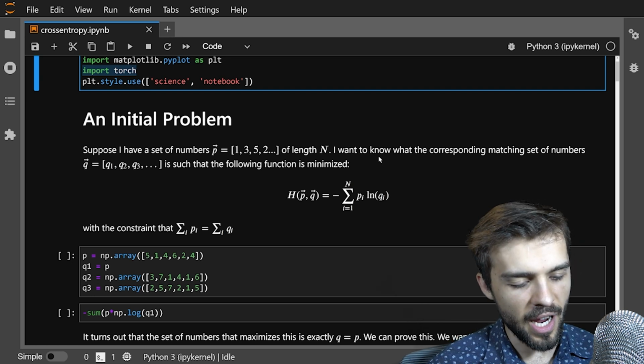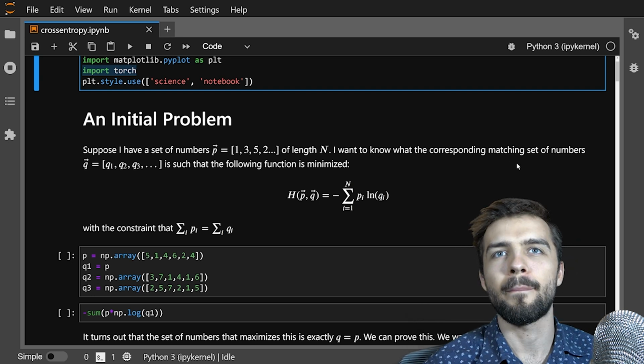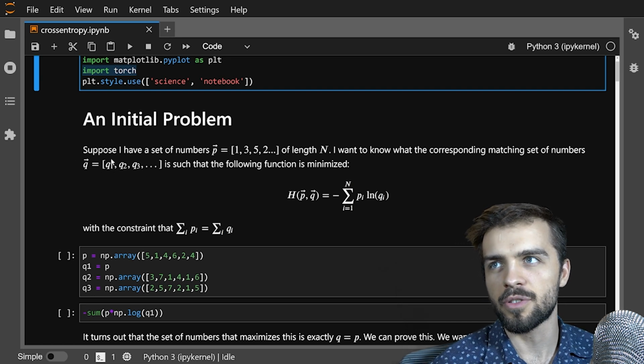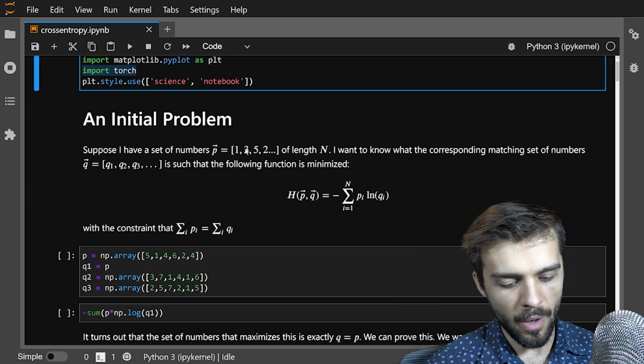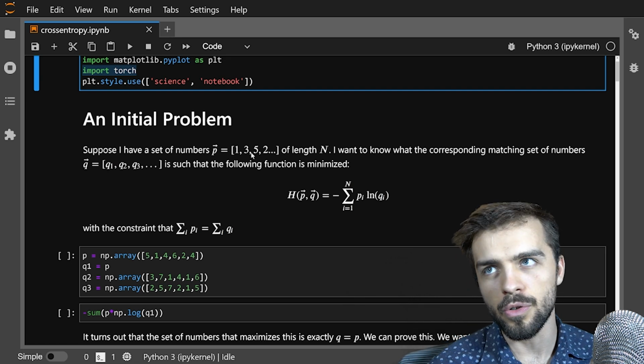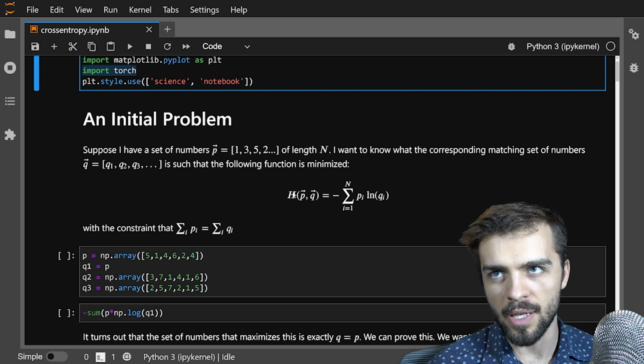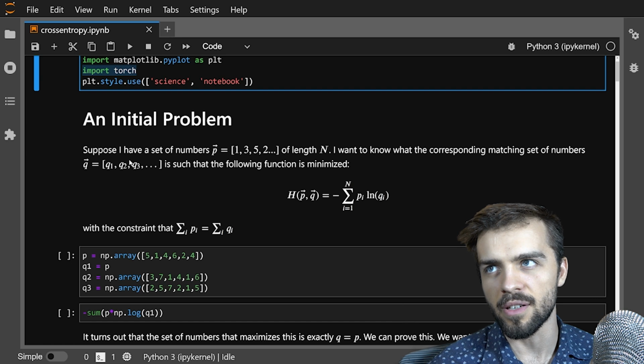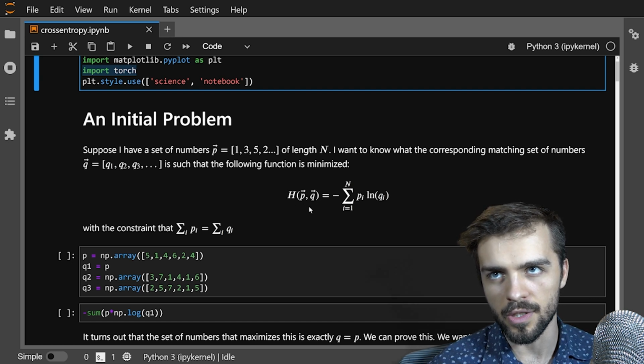And the question is, I want to know what the corresponding matching set of numbers, another vector which I'll call q, with entries q1, q2, q3, and the same length as p. So I want to know what values do I put inside q so that the following function is minimized. It's a function which I'll call h. It's a function of both p, these values here, and q, the unknown values. So I need to change q to make h as small as possible.